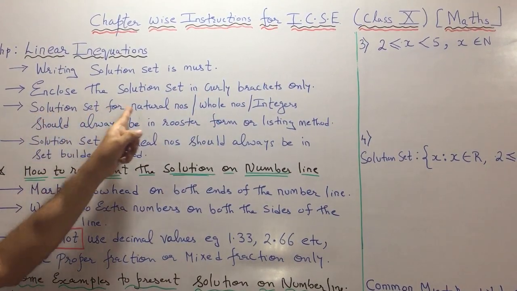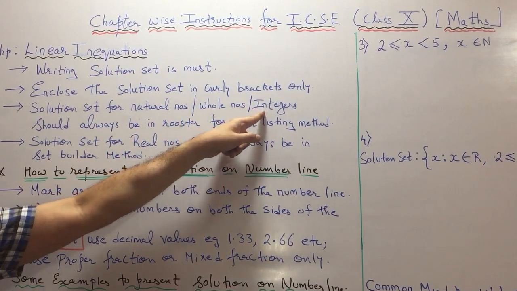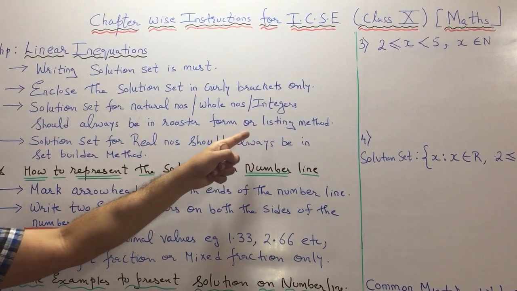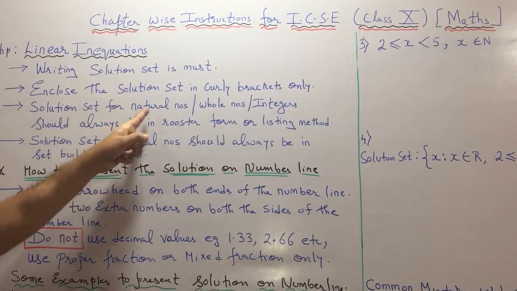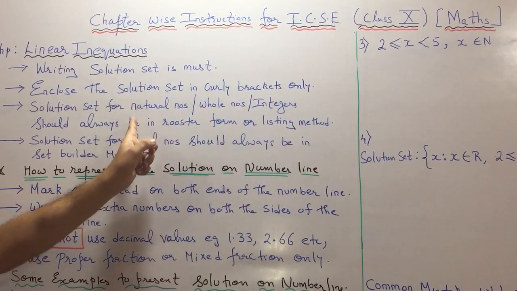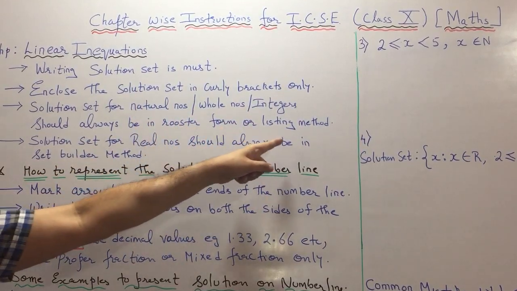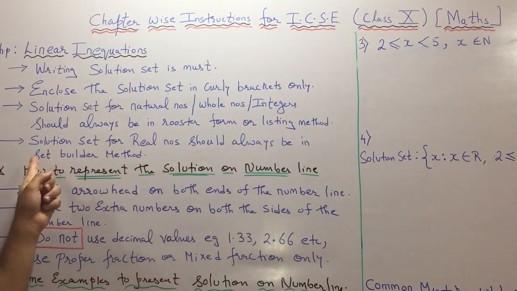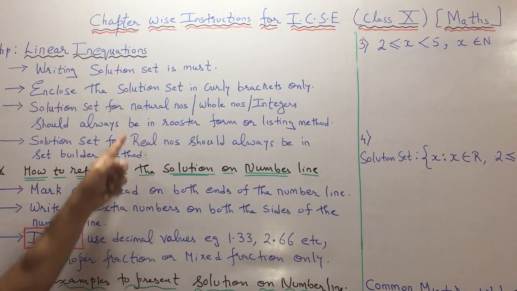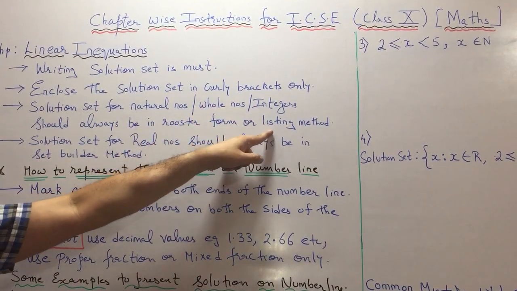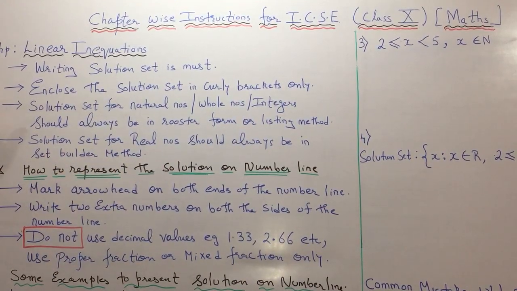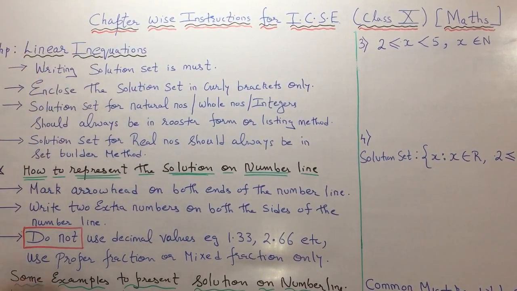Third, the solution set for natural numbers, whole numbers and integers should always be in roster form or listing method. We all are aware of what roster form and the listing method are. Solution set for real numbers should always be in set builder method. For natural, whole and integers, listing method. For real numbers, set builder method. These are the pointers we need to know while writing down the solution set of a linear inequation problem.